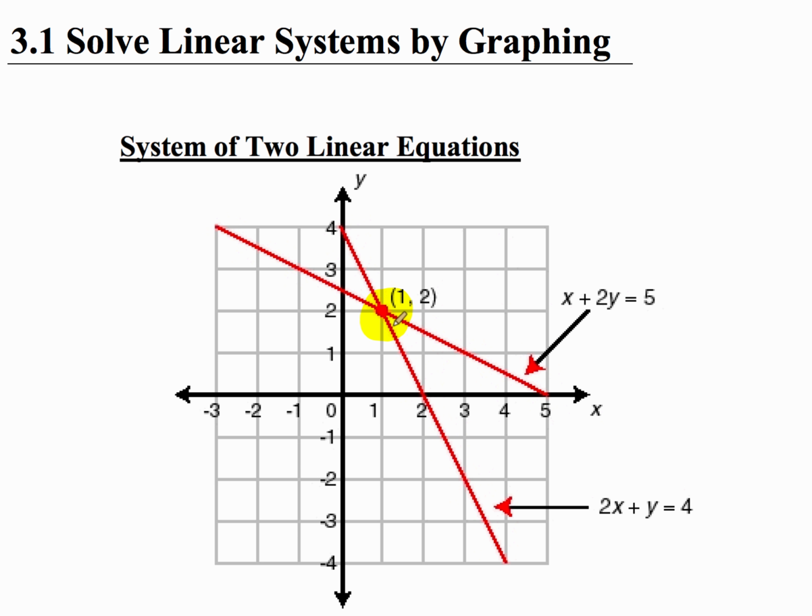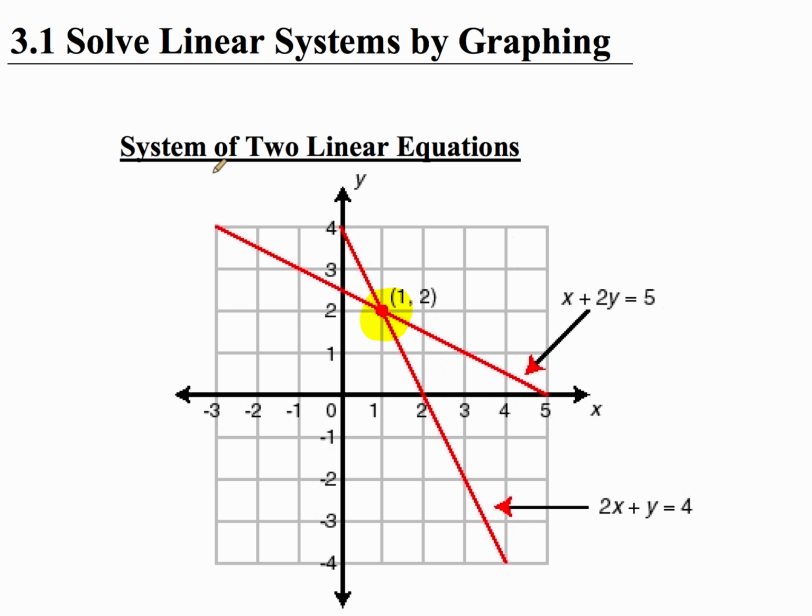The solution to this is right here, the point (1, 2). It's on both lines, therefore it's a solution to both equations. So the solution to this system is (1, 2). We're going to be looking at a bunch of different ways to solve systems of linear equations in this unit. We're going to start out by looking at graphing, because graphically we can see visually where that solution is.